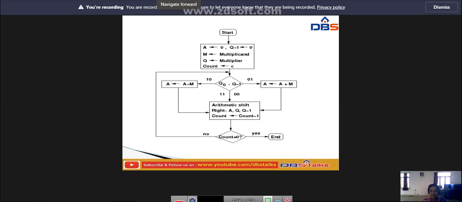Next, this is another flow chart, and we are starting from here. A is 0 and Q minus 1 is 0. M is the multiplicand, Q is the multiplier, and C is the count. So this is my data. How am I performing the operation? By looking at Q0 and Q minus 1.